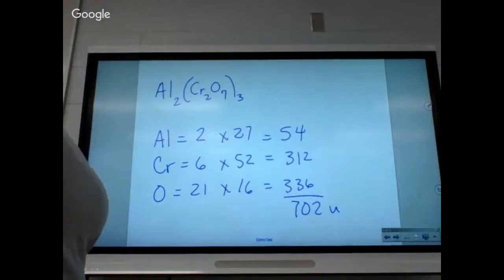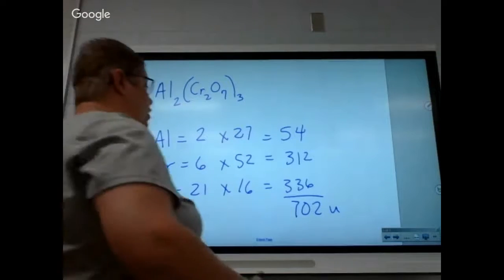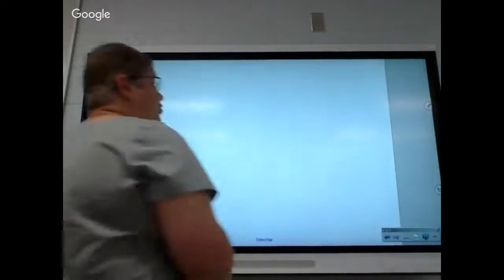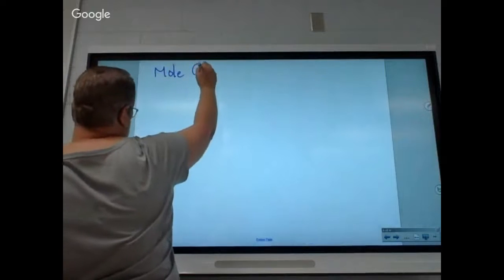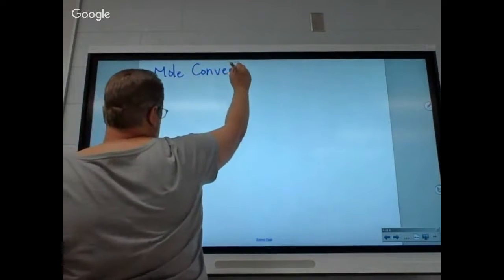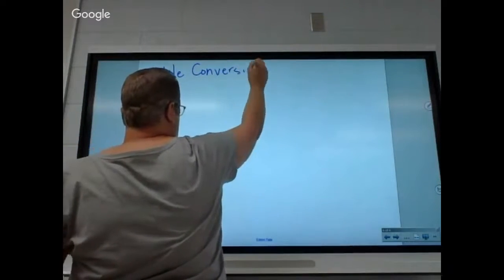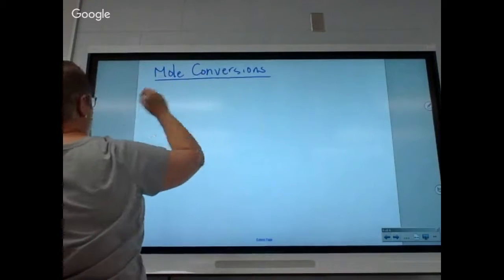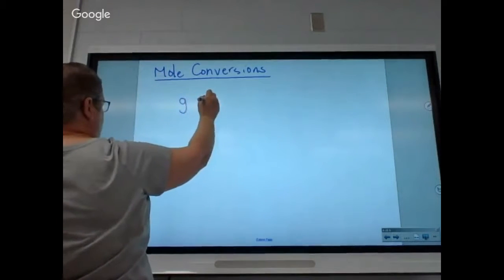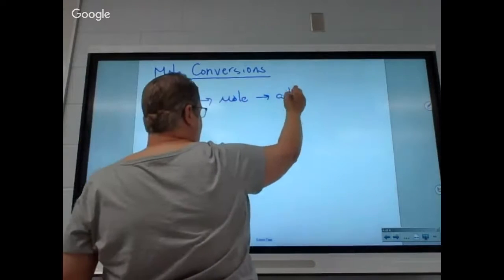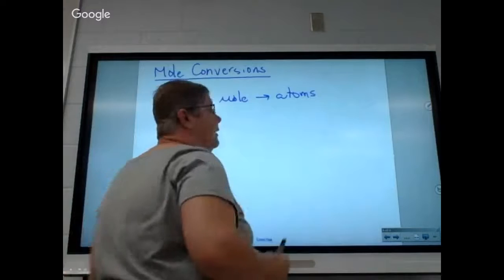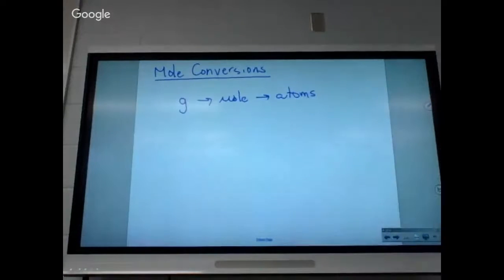Now, we're going to add to something that we already know how to do that's on the test Friday. Last week, we learned about mole conversions, right? We learned how to go from grams to moles to atoms. Is this where you said there would be more charts? Well, no, we're not going to make more steps yet. We're just going to add to what we already know.